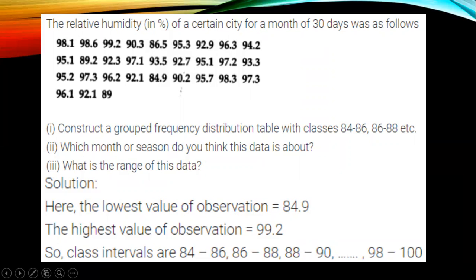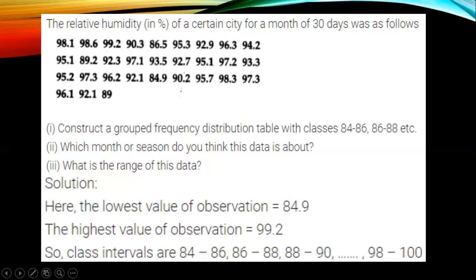Now, as part of the question, if you could see, we have been asked to make a grouped frequency distribution table with classes 84 to 86, 86 to 88 and so on. The question itself, you could see, we are expected to make a grouped frequency distribution table with continuous classes. Also, we have been asked to find which month or season do we think the data is about, and in the third part, what is the range of this data.